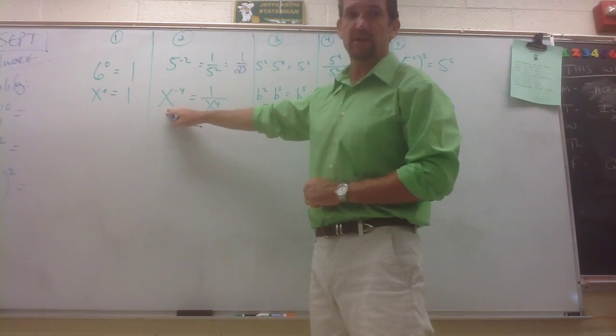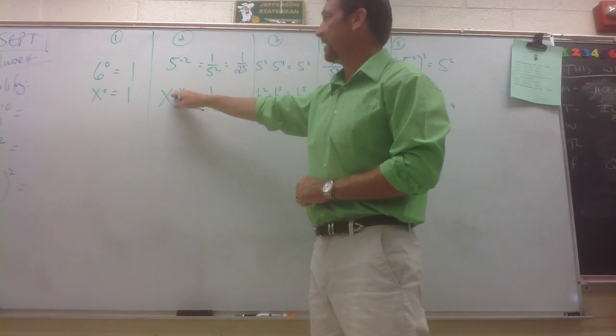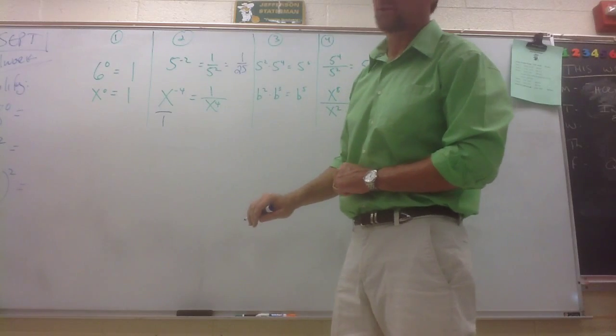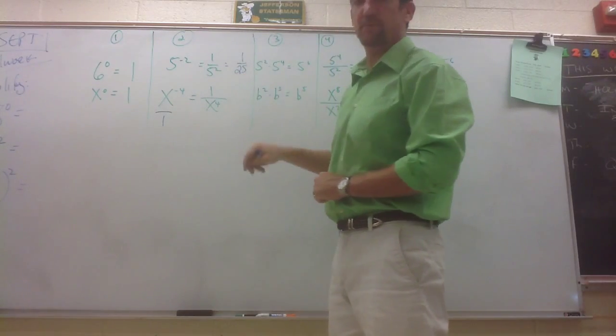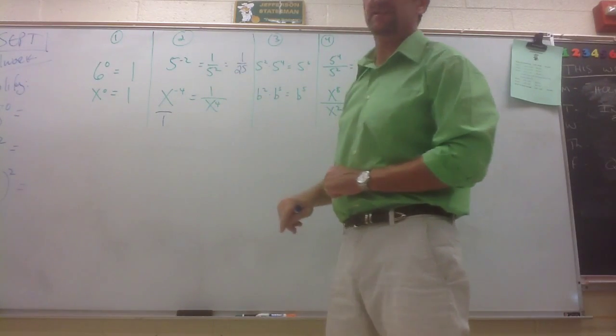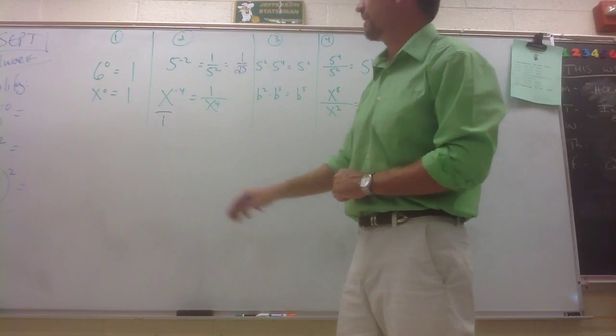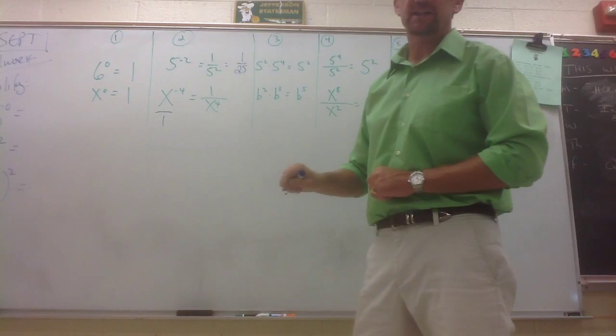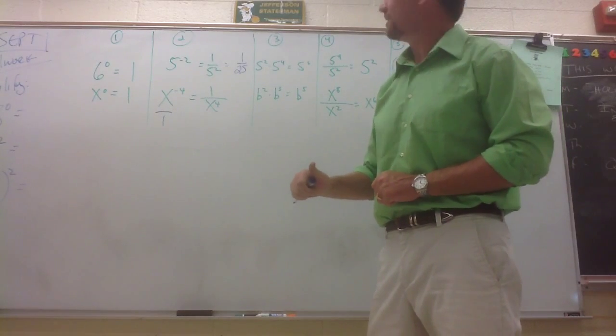And again, if you have a variable, same rule. X to the negative 4th, you could turn that into a fraction by putting it over 1, do its reciprocal, and lose the negative sign. 1 over x to the 4th. X to the negative 4th is equal to 1 over x to the 4th. So that's how we dealt with our negative exponents.